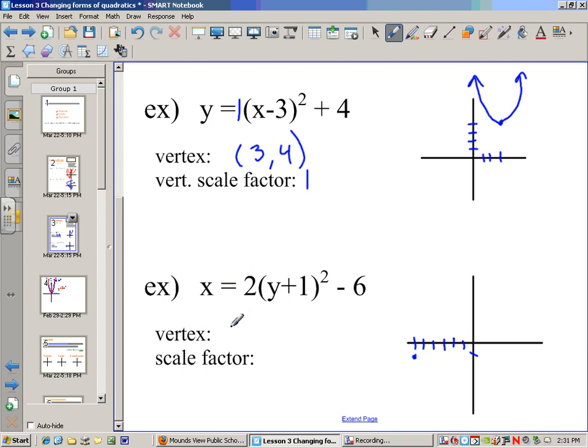So our vertex is -6, -1. Our scale factor is 2. And since that's positive, it's going to open to the right. So instead of going up 1 over 1, I go up to the right 2. Down 1 to the right 2. Up 2, I'd go to the right 8. So that would get me to 2, and then down there. So now we draw out our graph, and it looks like so.